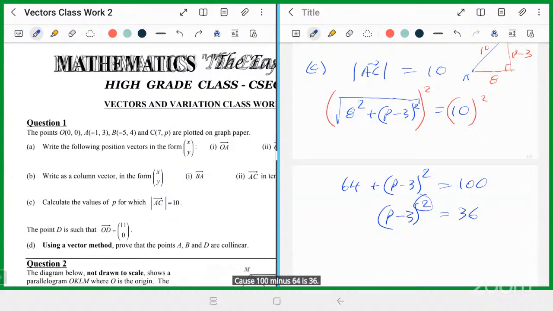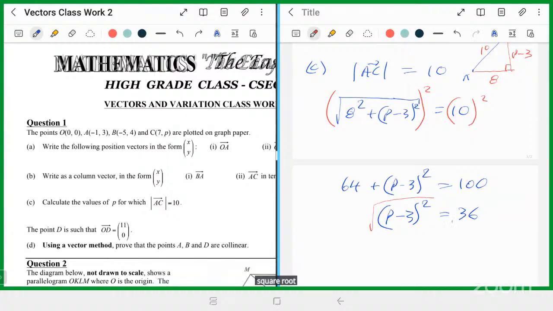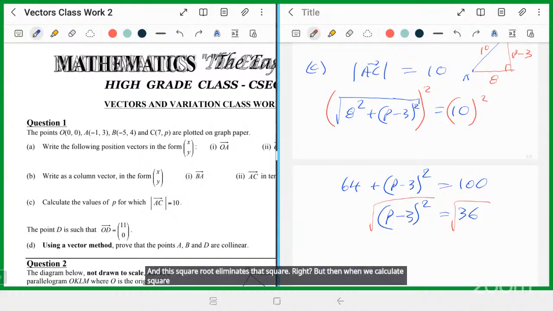Then to get rid of this square, we have to square root both sides. Square root this side and square root that side. And this square root eliminates that square. Right? But then when we calculate square root, remember it can be plus or minus. I'm going to put a plus or minus here.